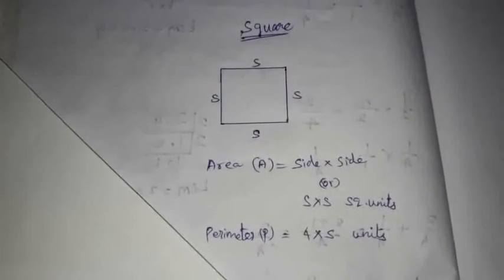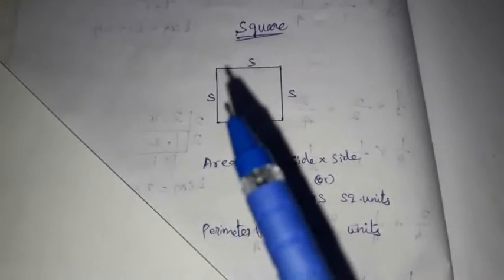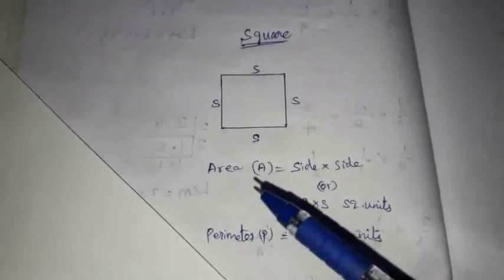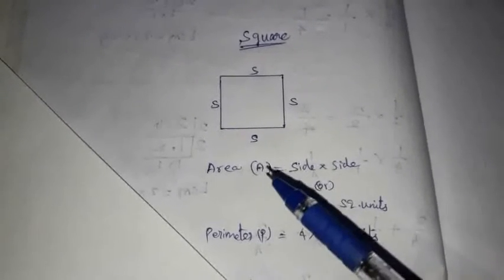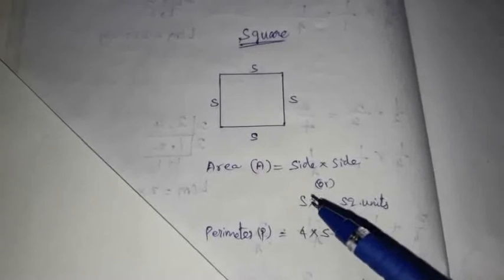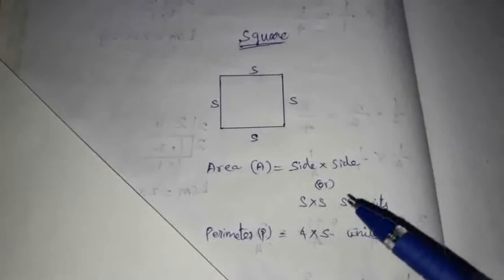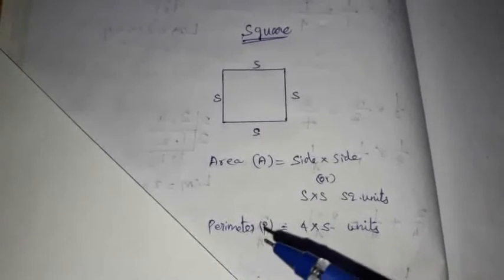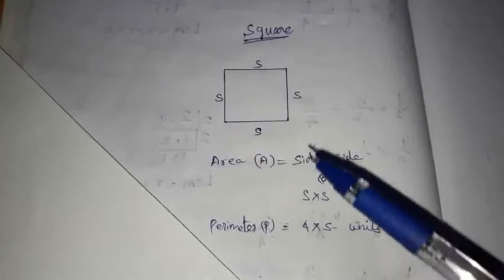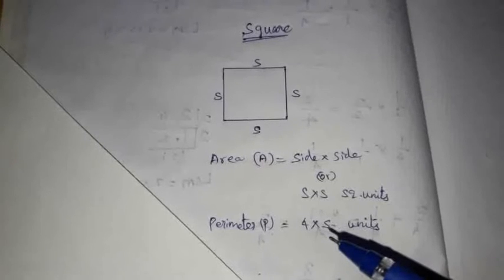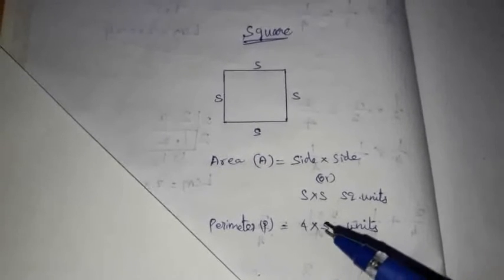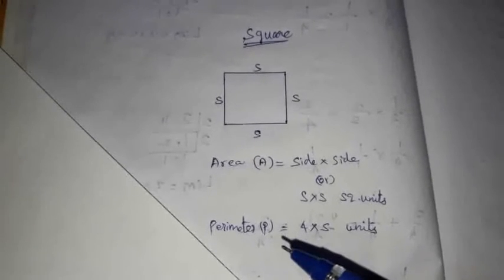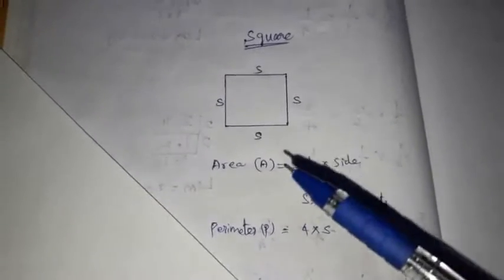Next we are going to see the square. All the sides are equal in a square. Area of the square, capital A, equals side into side, that means S into S square units, where S indicates one side. Next, perimeter of the square equals 4 into side units. If you multiply the side by 4, you can get the perimeter of the square.